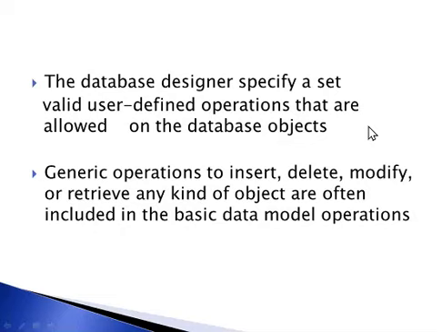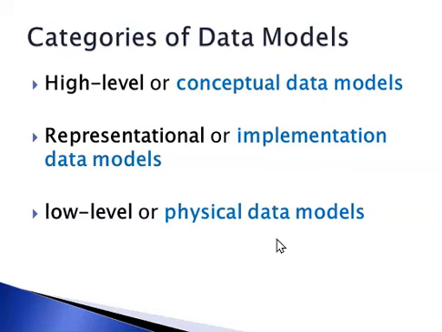Now coming to the categories of data models. Basically there are three models: high level, also called the conceptual data model, representational or implementational data model, and finally the low level or the physical data model. We'll look at the first level, that is the high level or conceptual data model.